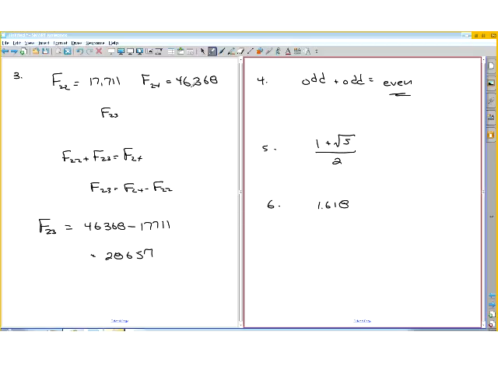So if I take F24 and I divide it by F23, you get 46,368 divided by 28,657. See what we get. 46368 divided by 28657, and I get 1.618.